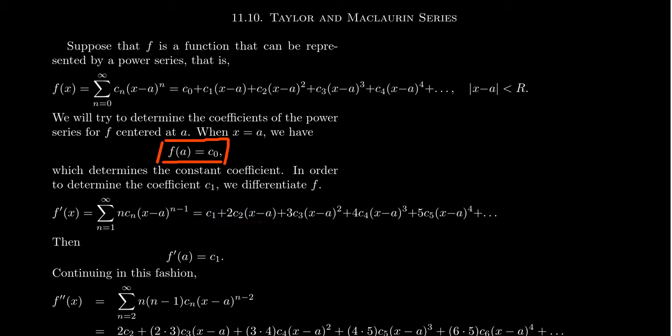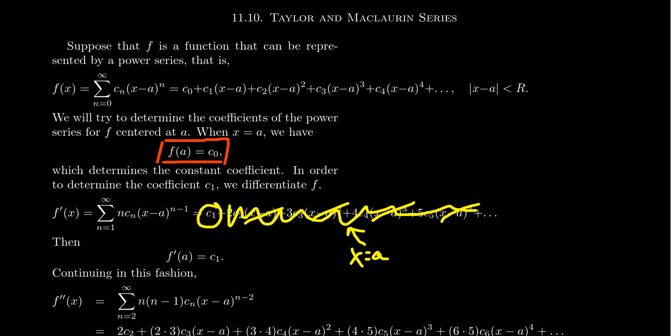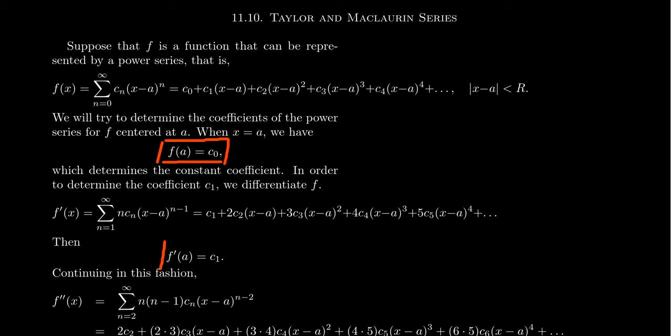Playing the same game that we did a moment ago, if we plug x equals a into the derivative, because if the original function has a power series, the derivative has a power series, and the center of the derivative will be the center of the original power series as well, which in this case is still x equals a, then you see that all of the x minus a's go to zero, and the entire power series will vanish with one exception. We get C1. If you plug it into the derivative itself, you end up with f prime of a. So we have the very important relation that C1 is equal to f prime of a.